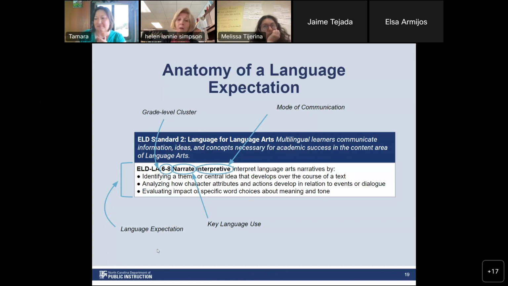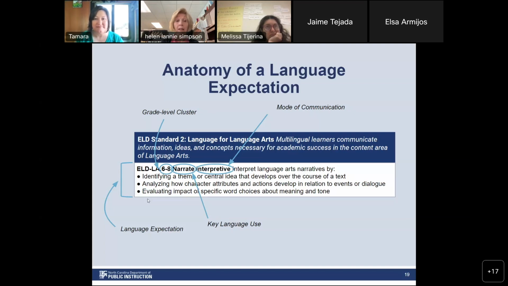And so the language expectation takes us into the weeds, so to speak, with the language needed for success in that grade level cluster in the area of narrate, and the mode of communication is interpretive. So we know that we're focusing on either listening, reading, or viewing. Then you're going to select one of those bullets, a specific language function. So you might identify a theme or central idea. That might be what you need your students to do.